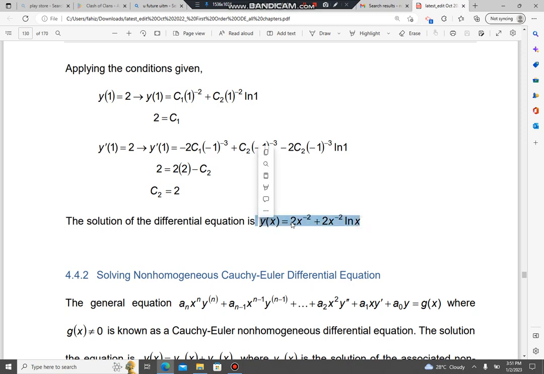So nak nampak, maksudnya kita dah gantilah nilai c1 and c2. So this one for solving homogeneous Cauchy Euler differential equation.